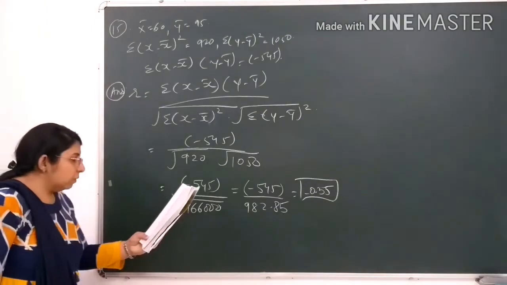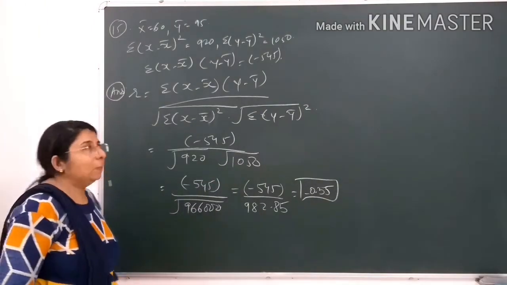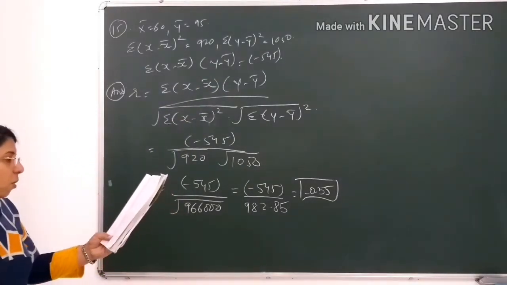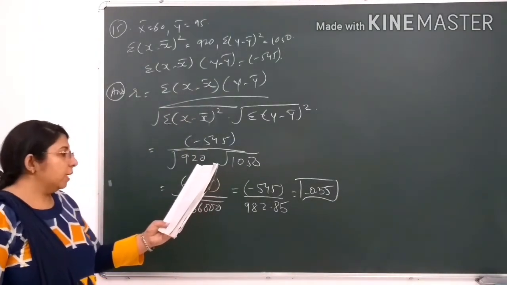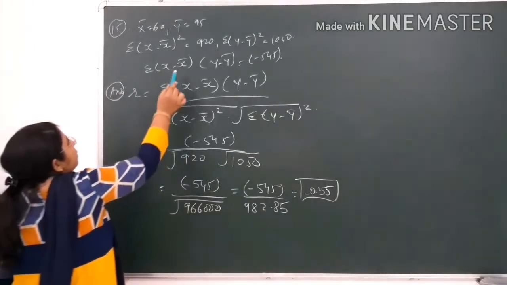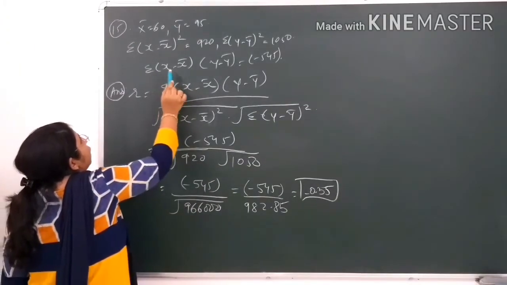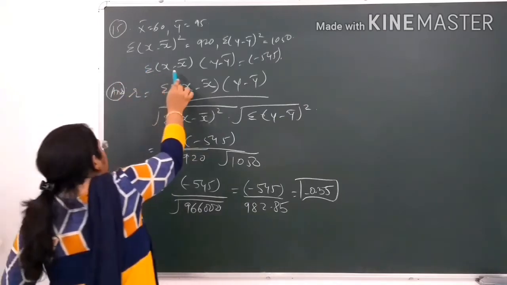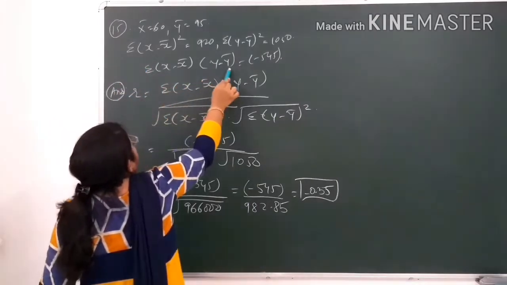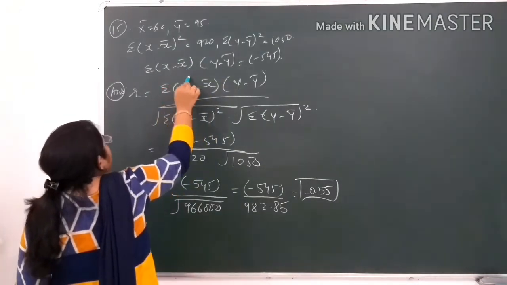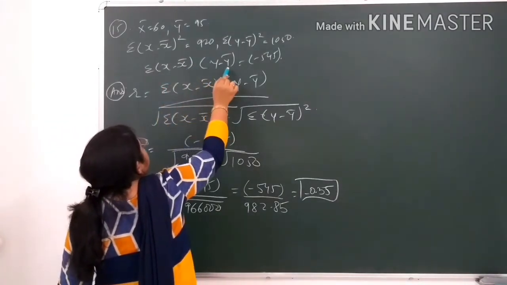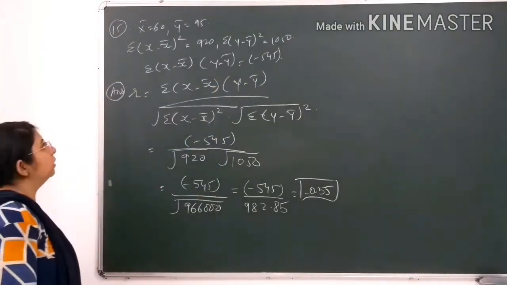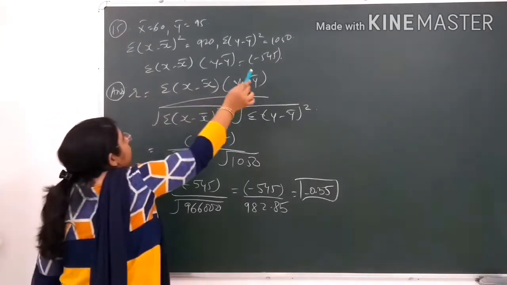Now the last value that is given is the sum of product of their deviations. Product means multiplication. So multiplication of these two values has been given to you. See, the sum of product of deviations taken from their mean. Sigma means sum. Sum of the product of deviations taken from their mean, sigma x minus x bar into y minus y bar. So it would come to you as minus 545, that is given. So these are the values that have been given in the question.